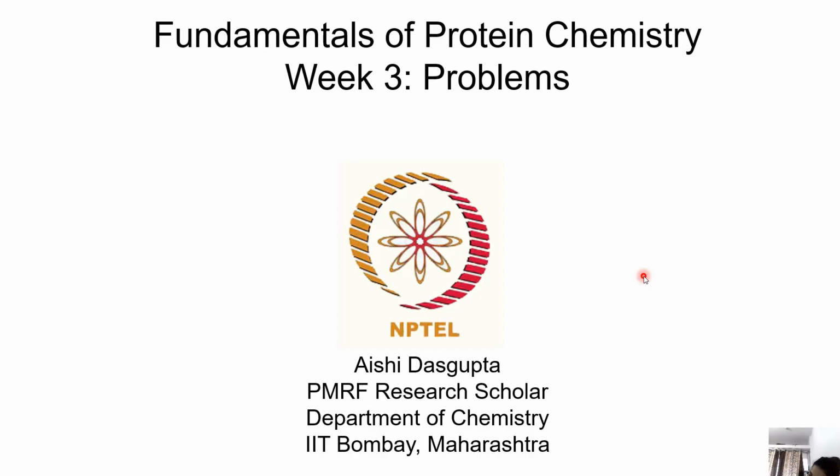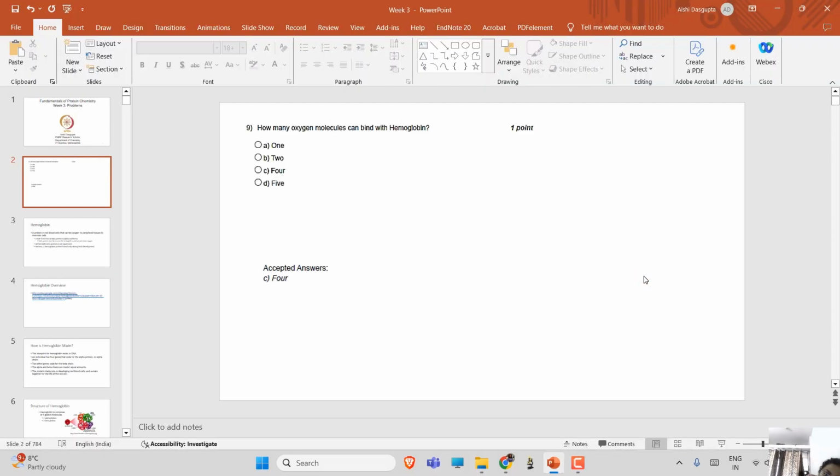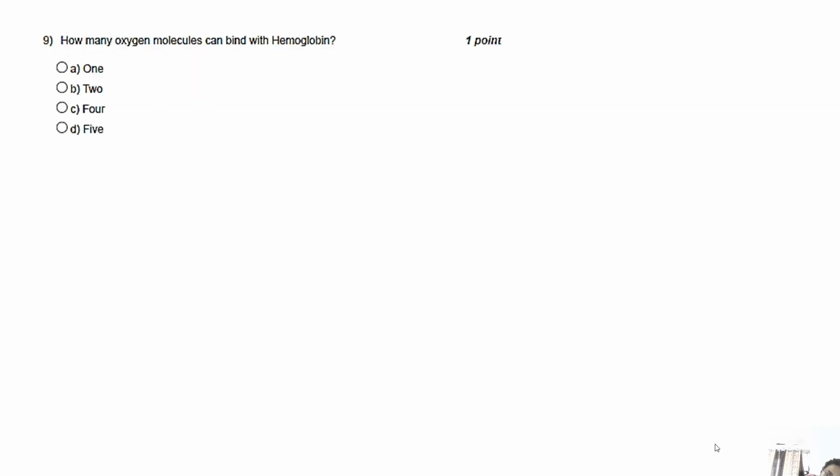Okay. So moving on to the first question for today. How many oxygen molecules can bind with hemoglobin? So I know you saw the answer already, but would anybody like to answer? I need your explanation along with it.